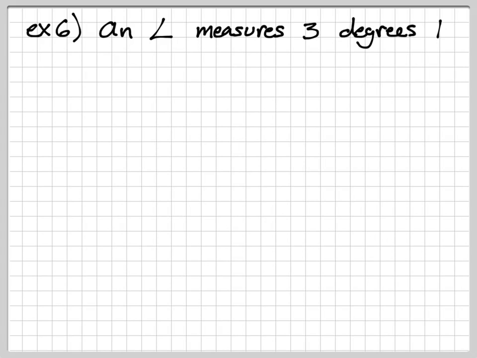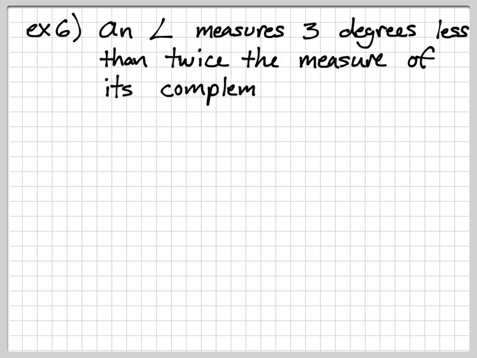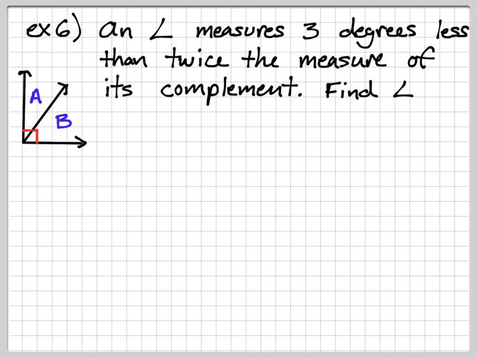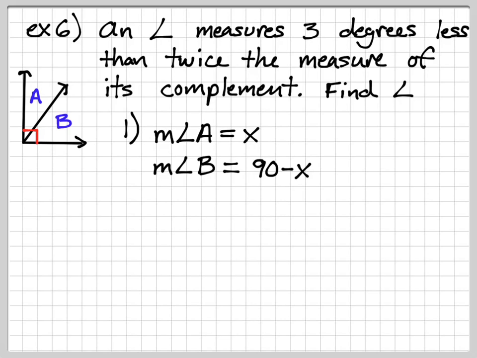Example 6, a story problem. An angle measures 3 degrees less than twice the measure of its complement. Find the angle measure. Okay, so if I were to draw a little complementary angle here, I've got angle A, I've got angle B. So the problem with this is if I said angle A plus angle B equals 90, and then I threw in this stuff about the measure being 3 degrees less than twice the measure of its complement, I could take B and multiply by 2 and subtract 3, but I still have two variables, A and B.